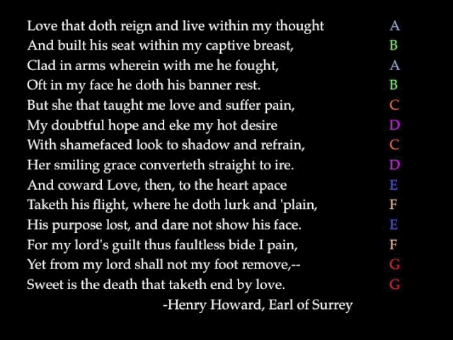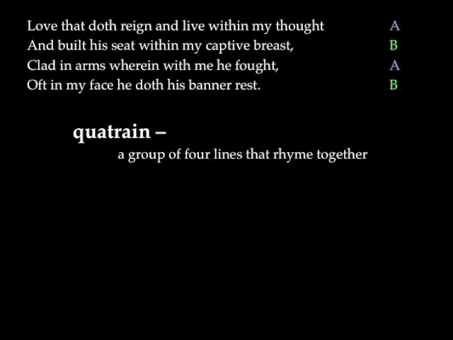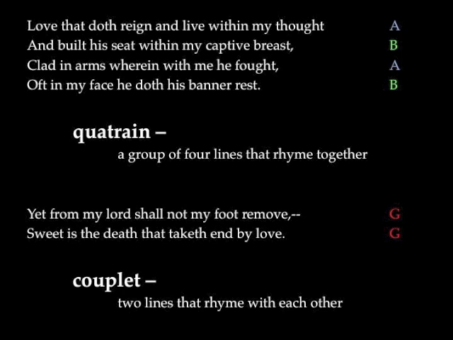On the other hand, the basic structure of the Petrarchan sonnet, an octave followed by a sestet, is completely altered in Surrey's version, where the poem consists of 3 sets of 4 lines, A, B, and then C, D, etc., followed by 1 set of 2 lines that rhyme together. In literary terms, we say that the sonnets of Surrey contain 3 quatrains. A quatrain is a group of 4 lines that rhyme together, and 1 couplet, a group of 2 lines that rhyme with each other.